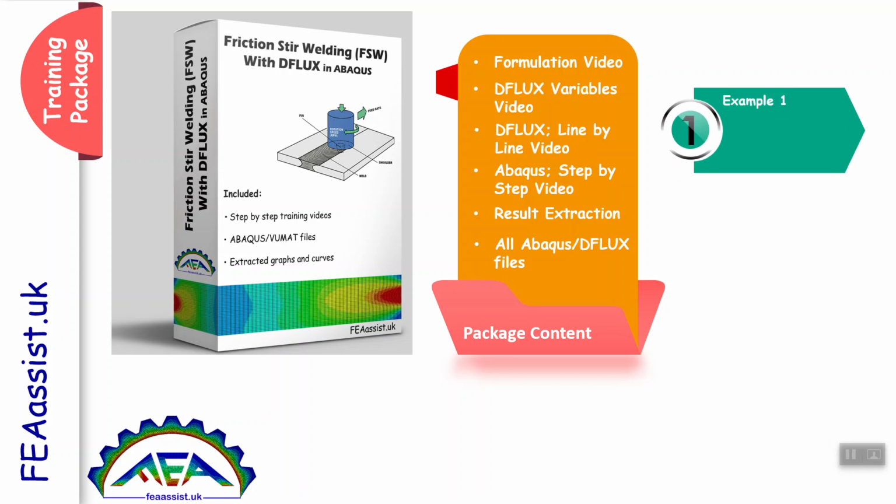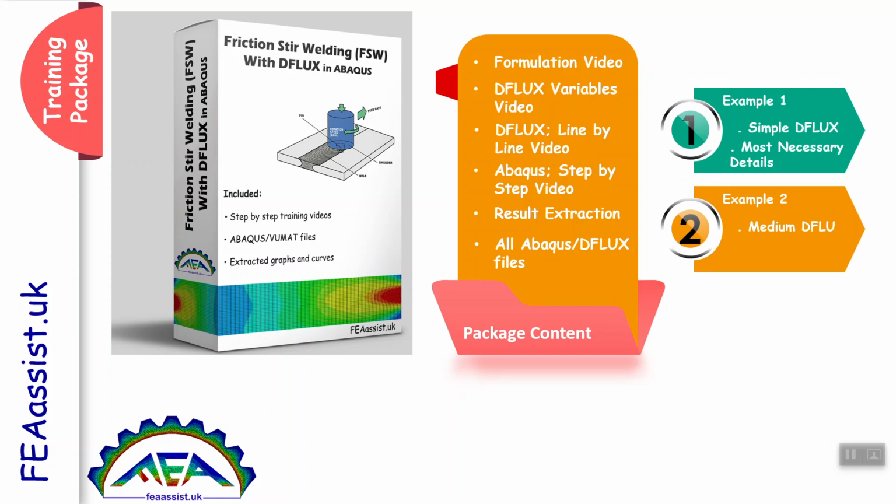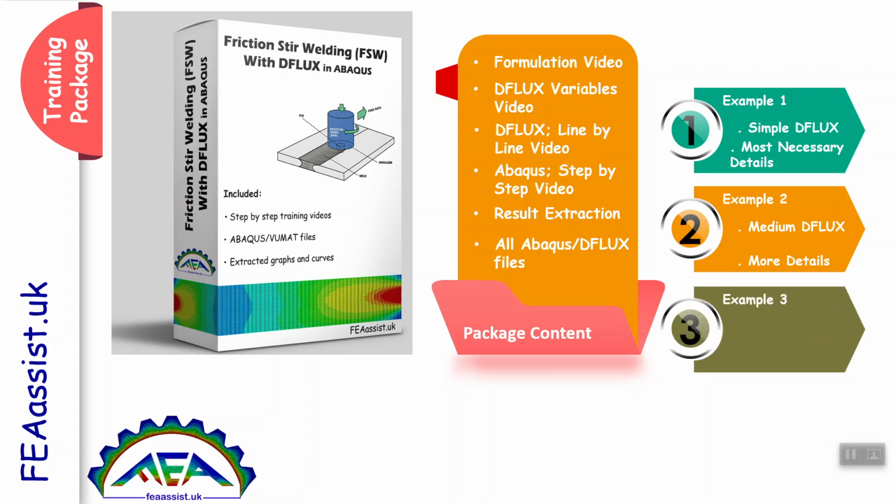This package includes 3 examples. Example number 1 is a simple DFLUX, and the most necessary aspects are explained. Example number 2 is a medium DFLUX, with more details explained for the experts. And example number 3 is FSW, where the DFLUX for FSW and FSW with all details are explained.